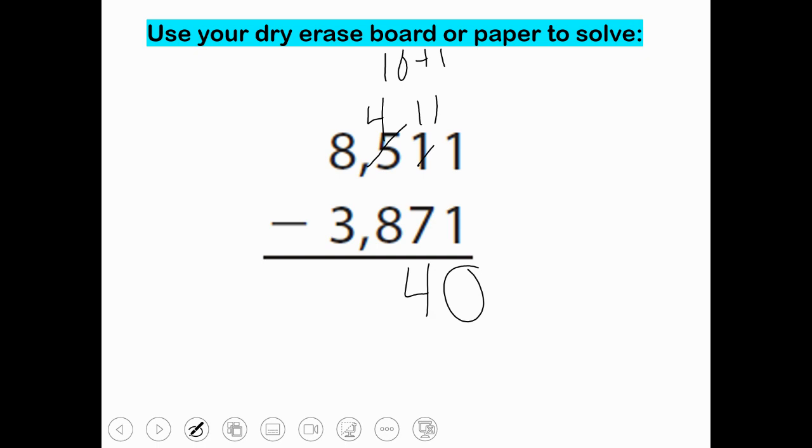Well, I can't take 8 from 4. So I'm going to have to go over and borrow from my neighbor. I'm going to come over and knock on my neighbor's door. I'm like, hello, neighbor, let me borrow. And I'm going to borrow from them. I'm going to borrow 1 so that 8 becomes a 7. That 4 becomes a 14. 14 minus 8 is going to give me 6. And then 7 minus 3 is 4.